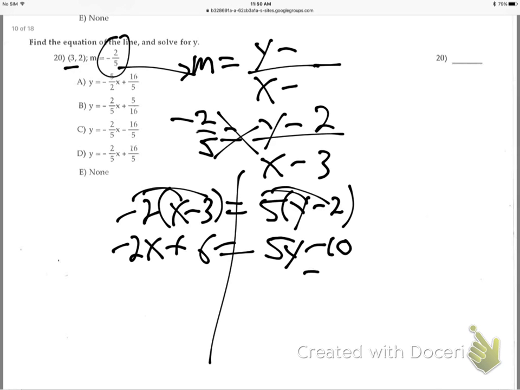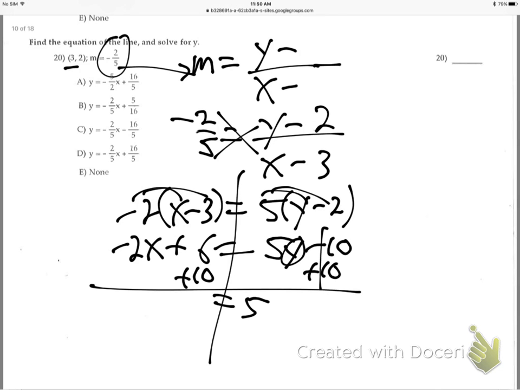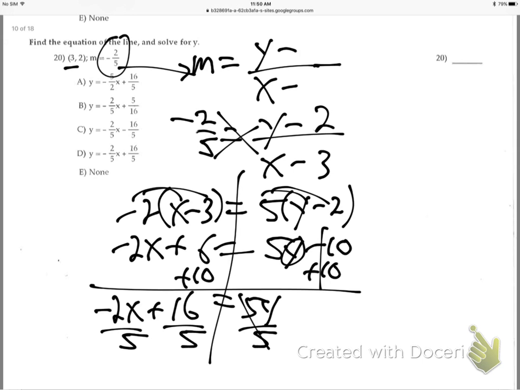And now y wants to be alone, so add the 10. Y's here saying, I want to be alone. Get rid of this stuff with me, so add the 10. So 5y is negative 2x plus 16. Last step is always divide all the way across. Y is alone. There it is. Minus 2x plus 16 over 5. What is that one? It's D.